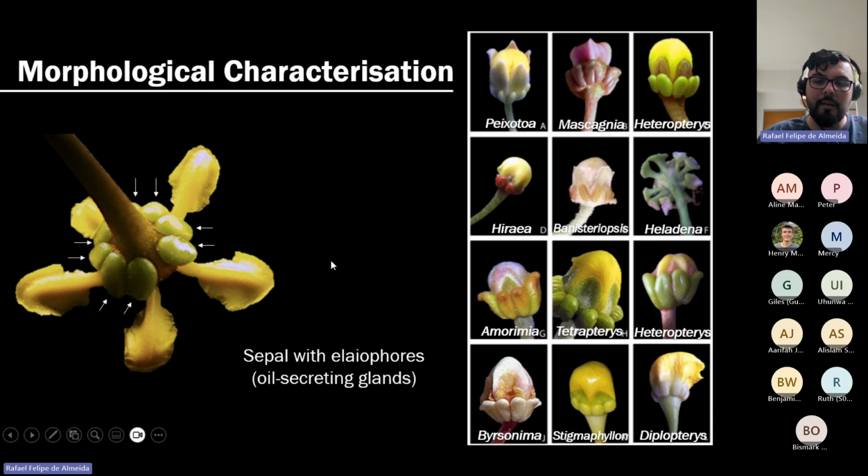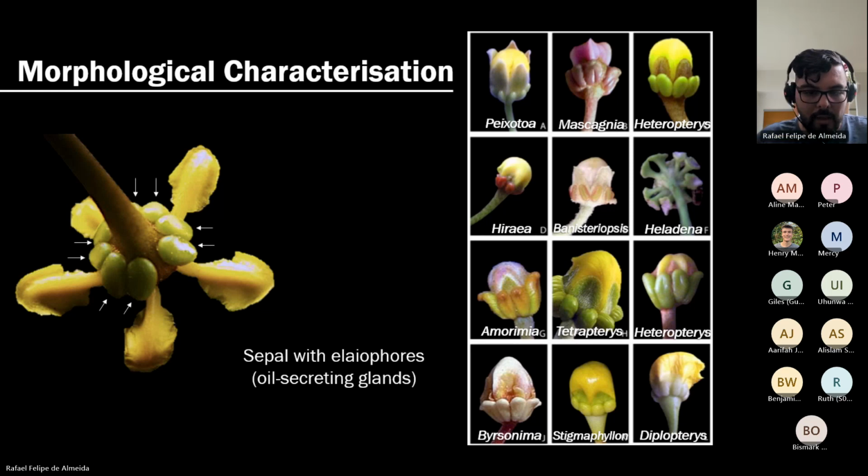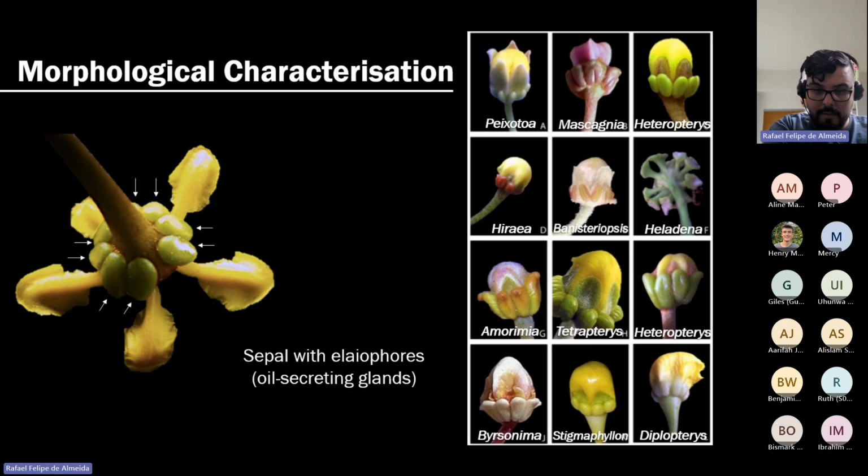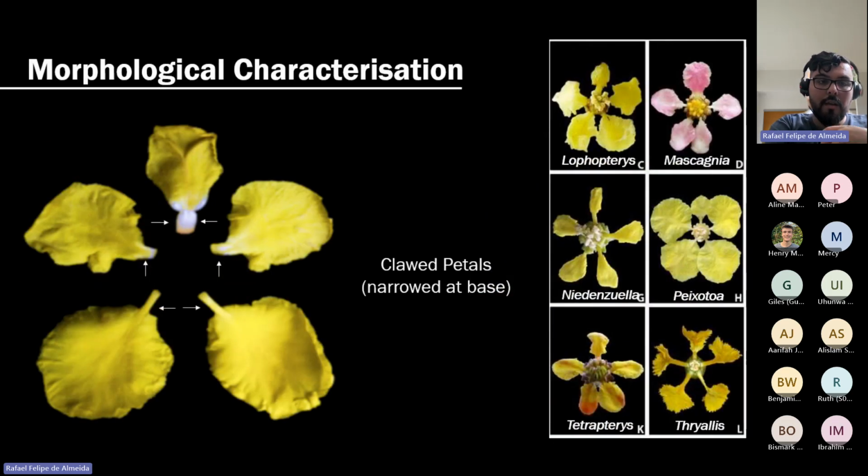So African, Asian, and plants from the Oceania region of Malpighiaceae don't have oil-secreting glands. They have different types of morphologies, and I'm going to explain to you in a few moments. And another very useful morphological character to identify Malpighiaceae in any part of the world is that all their petals are clawed.